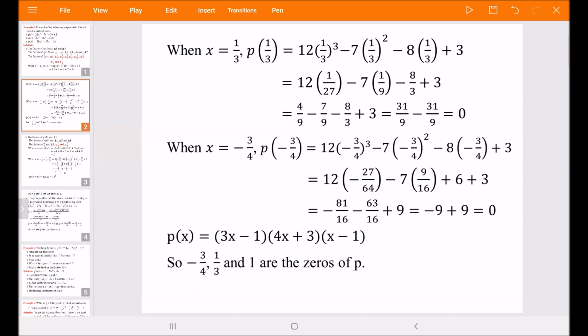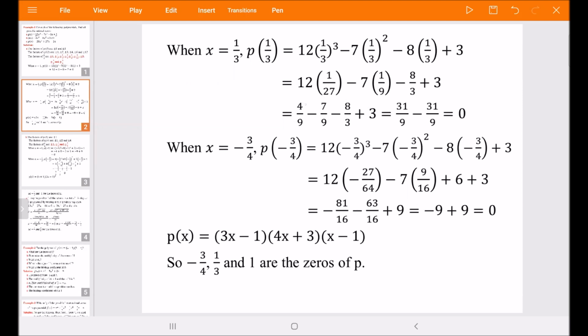So by making the denominator of this 9, and it is possible by multiplying the numerator and the denominator by 3, we have 4 minus 7 minus 24. We have minus 31, minus 31 over 9 plus 3. And this is equal to 31 over 9 minus 31 over 9, or simply 4 over 9 plus 3. 9 times 3 is 27.